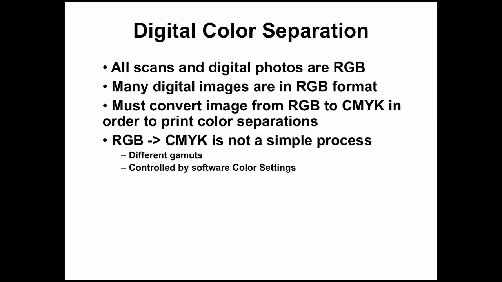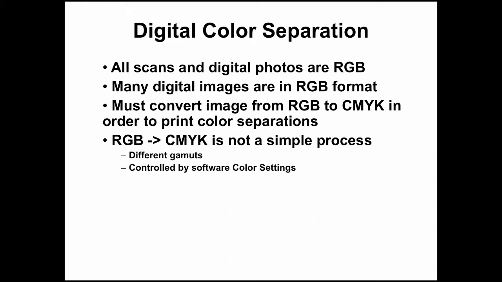As I mentioned earlier, anytime you scan something, typically you are scanning in RGB color. Likewise, all digital photographs are in RGB color. And many of the images that you create in your favorite graphics software are also going to be in RGB format. So images rendered from a 3D program are typically in RGB, or you may create RGB images in your favorite raster software like Photoshop or Painter. Regardless of where the RGB image comes from, it has to be converted from RGB format into CMYK format before you can print color separations.